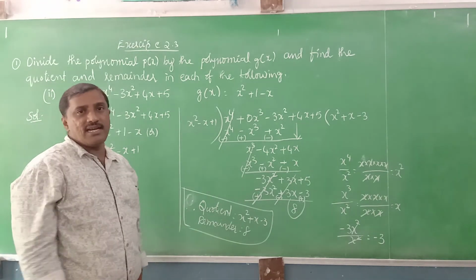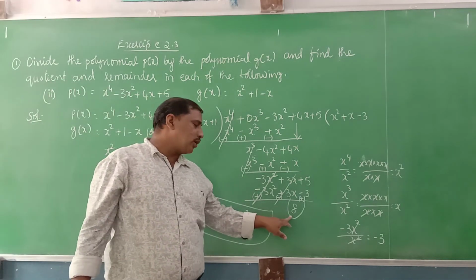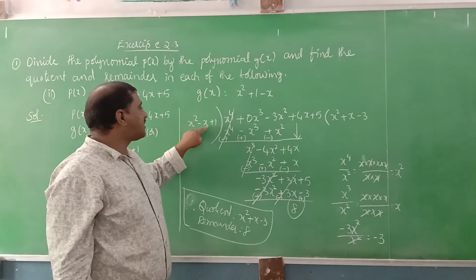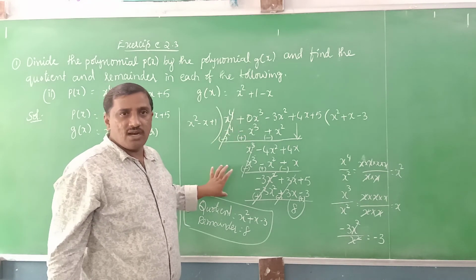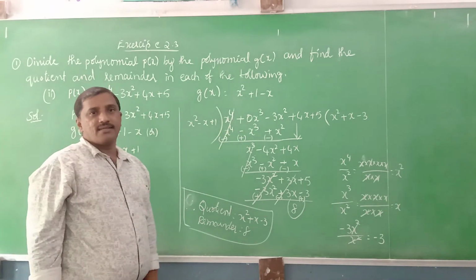Like this we will divide the dividends. For example, if we get remainder 0, then what we call this x square minus x plus 1? This is a factor of the dividend. Is it clear, children? How to divide this? Is it clear? Right.